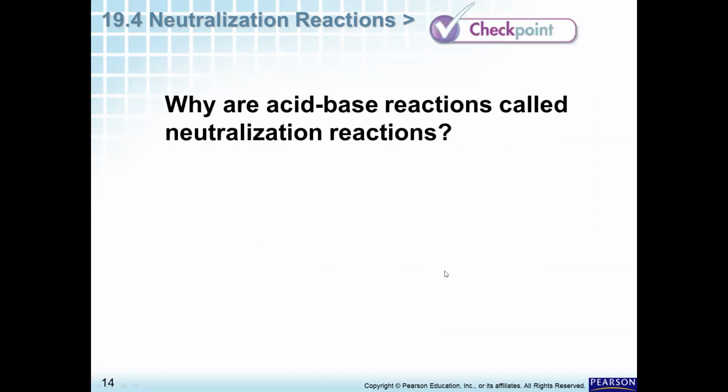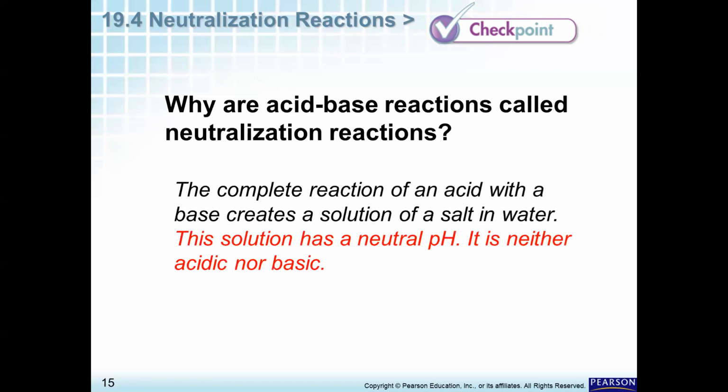All right. Why are acid and base reactions called neutralization reactions? Because the produced solution has a neutral pH. Why? Because they are all consumed, meaning there is no more H plus and no more OH minus. They all neutralize each other and produce the salt. And that is only in the case of a strong acid with a strong base.